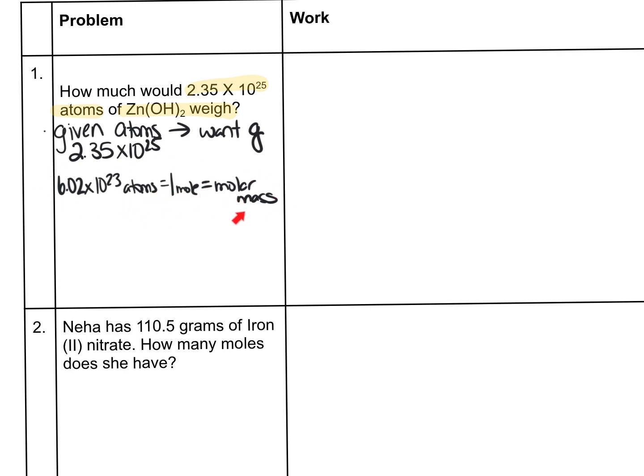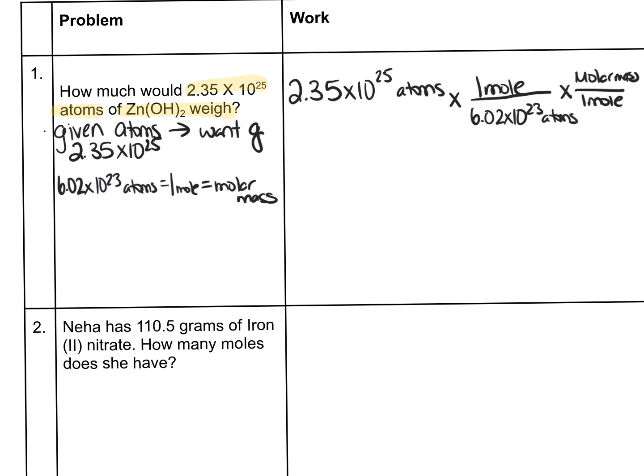So we're going to use this information in order to convert our given atoms over to molar mass and our grams. This is called a two-step problem because you can see if I'm given atoms, I'm going to need the relationship of 1 mole is equal to 6.02 times 10 to the 23rd atoms. And then I'm also going to need the relationship that 1 mole is equal to the molar mass. So I'm going to next calculate the molar mass of zinc hydroxide. Using the periodic table, you find that the molar mass of zinc hydroxide is 99.41 grams.